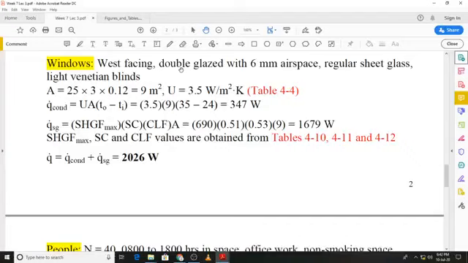The area of the roof, you can see, is 15 meters by 25 meters, so that's the area of the roof multiplied by the overall heat transfer coefficient, which is given in the problem, and CLTD adjusted is found out by ourselves, and we get the heat gain through the roof to be 4877 watts.